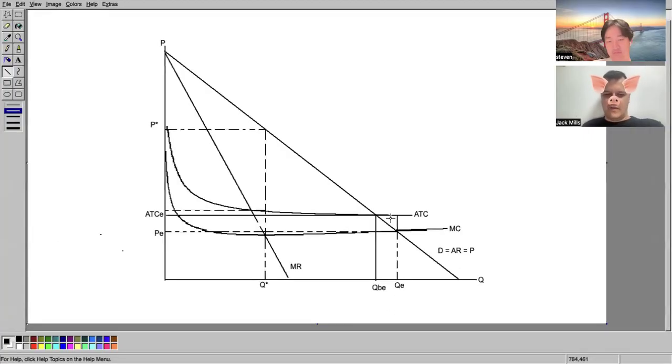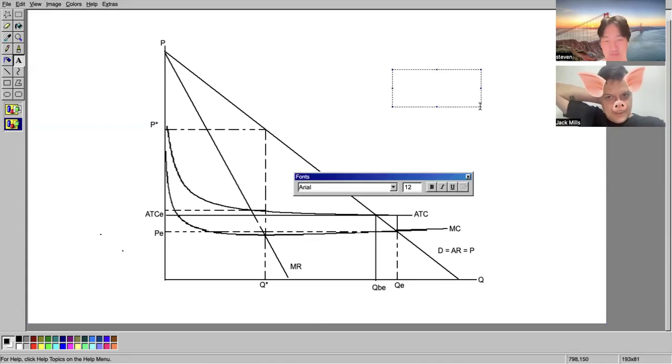ATC. P equals ATC at that point. Okay, so that's one option, right? So let's write these options down. Let's take our text tool and write some options for what can be allowed for the treatment of a natural monopoly. Take your text tool, letter A. Put a big text box so you can write a lot. Treatments for natural monopoly. One bracket. New line, obviously.